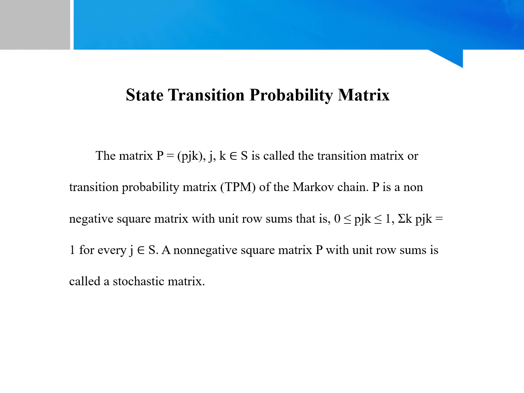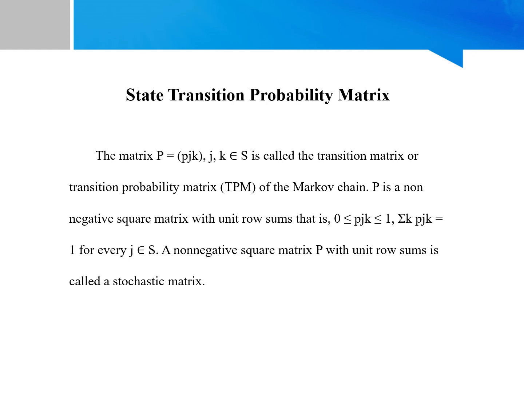Next, we are going to see the state transition probability matrix. The transition probability matrix is a matrix P_jk, where P_jk is the probability of transition between state j and state k. It is denoted as the transition probability matrix of the Markov chain. A Markov chain is a discrete time, discrete state space stochastic process, a stochastic process which has discrete time and discrete state space.